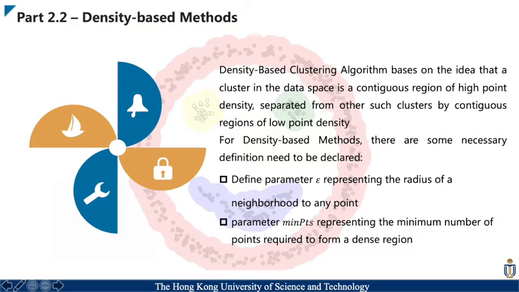DBSCAN is a density-based clustering algorithm based on the idea that a cluster in the data space is a contiguous region of high point density, separated from other clusters by a contiguous region of low point density. There are two parameters that need to be defined, epsilon and min points. Epsilon represents the radius of a neighborhood around any point.